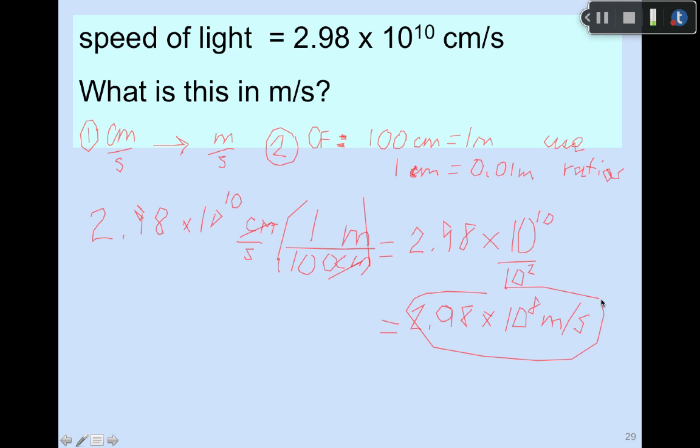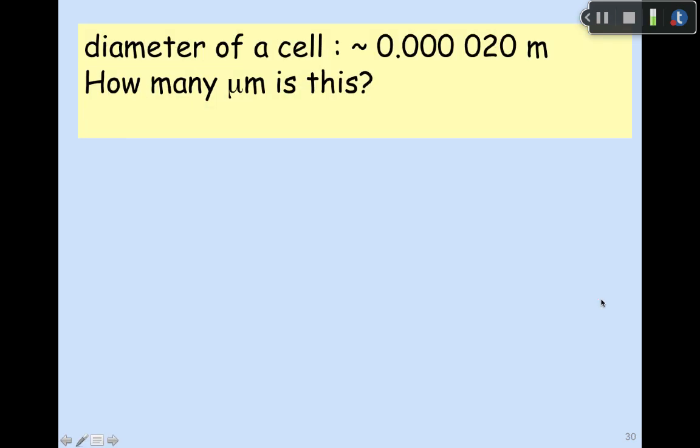All right, that was one problem. Not so complicated. Let's try another one. In this case, we're looking at the diameter of the cell. The diameter of the cell is rather small, but we're going to go from meters to micrometers. So the unit plan is going to take us from meters to micrometers.